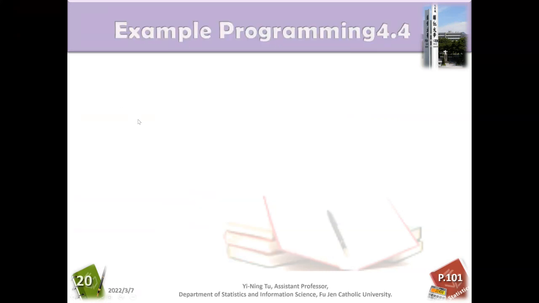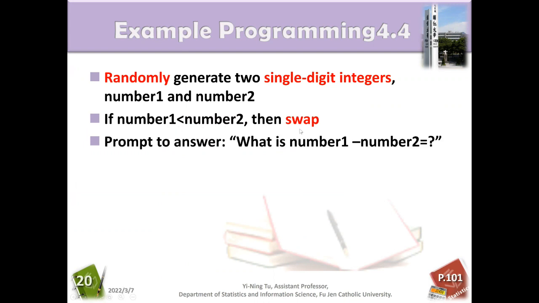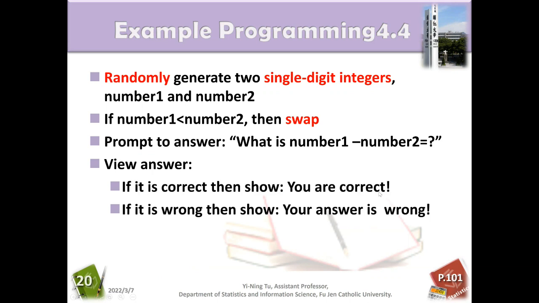So example programming 4.4. We can see this example in your textbook, page 101. So we want to randomly generate two single-digit integers, number 1 and number 2. If number 1 is smaller than number 2, then swap. You know the swap, okay? And prompt for the answer. What is number 1 subtract number 2 equal, question mark. And view the answer. If it is correct, then show you are correct. If it is wrong, then show your answer is wrong.